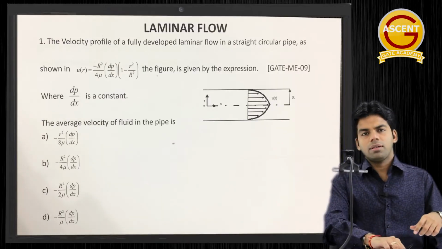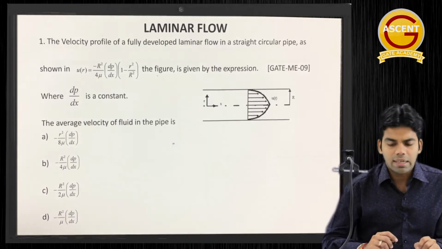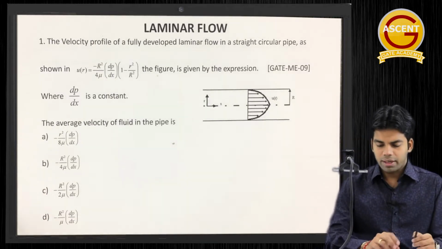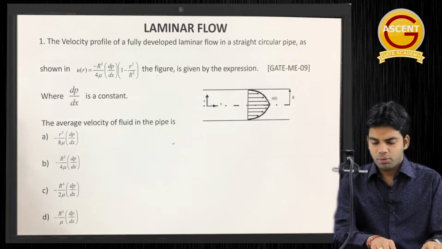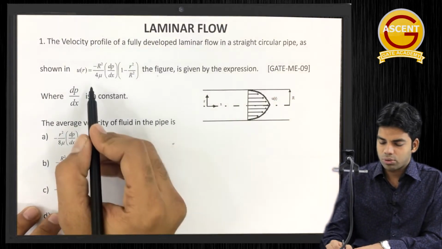Okay, so now we will solve a few numericals of this particular unit, flow through pipes. First is the laminar flow. The very first question says the velocity profile of a fully developed laminar flow in a straight circular pipe is as shown in the figure.